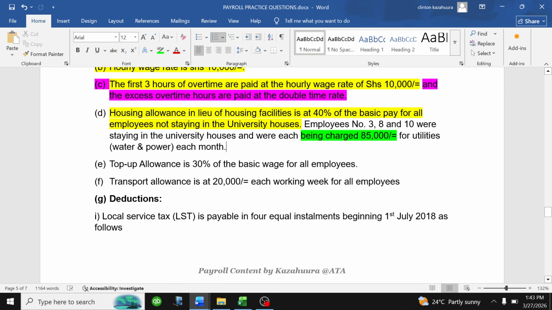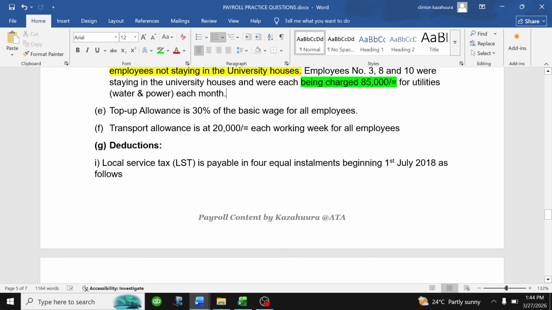Now for this one, like if you are in an exam and you have a pencil, you mark it because you shall put it under the deductions. This is not an allowance, it is actually a charge. So the 85,000 of those who are staying is a utility bill. Then there is a top-up allowance of 30% of the basic wage for all employees. This one is quite simple.